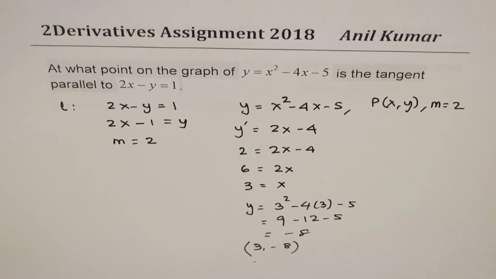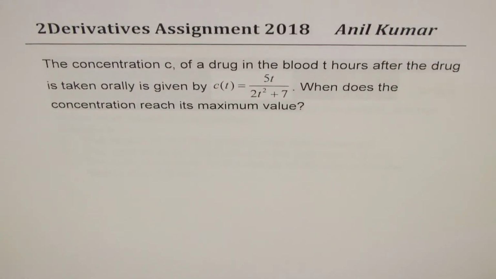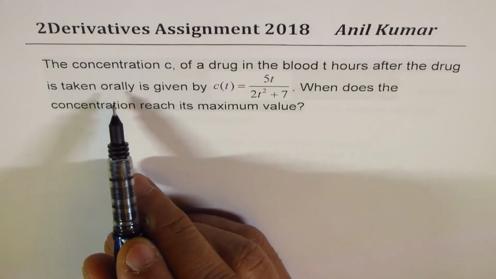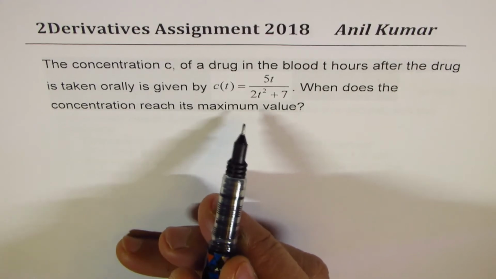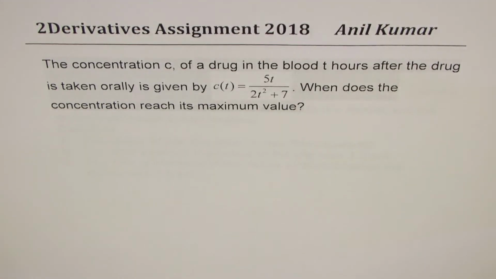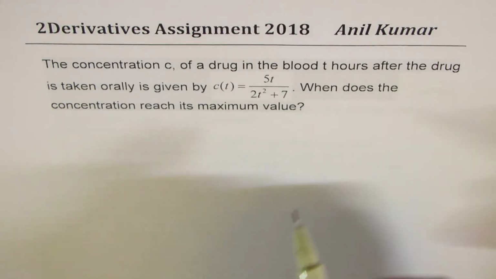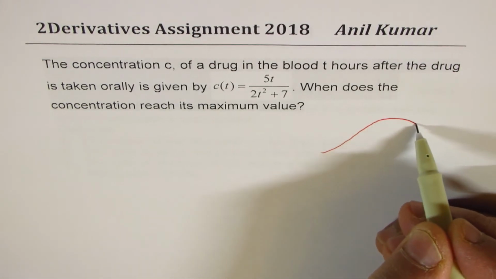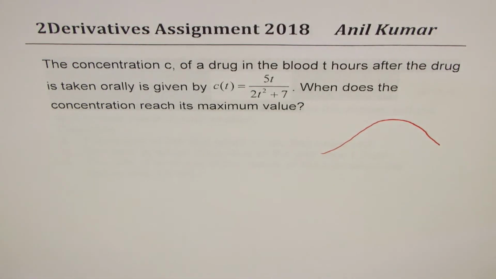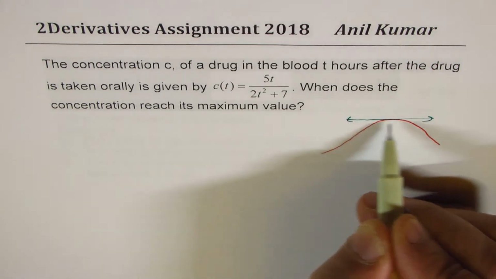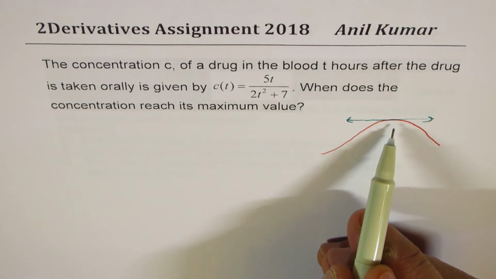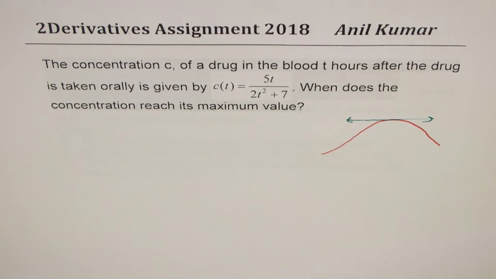Okay. So now let us take the application questions. The first one here is the concentration C of a drug in the blood T hours after the drug is taken orally is given by this function. When does the concentration reach its maximum, right? So whenever you take a drug, it starts acting slowly, but somewhere we may have a maximum, right, effect. So wherever there is a maximum, we expect a turning point, and slope at this point is going to be 0. So that is the strategy which we are going to apply to get the solution of the given question.